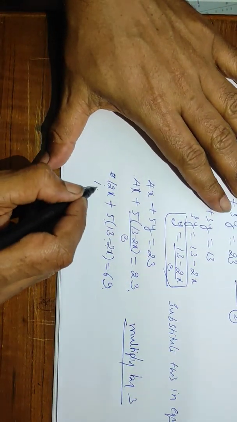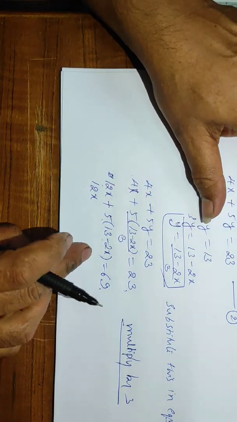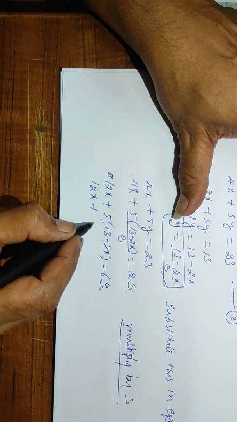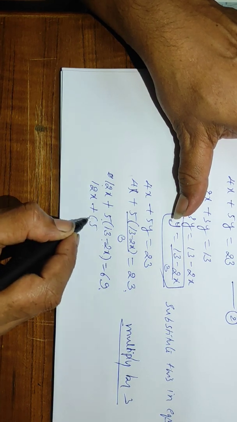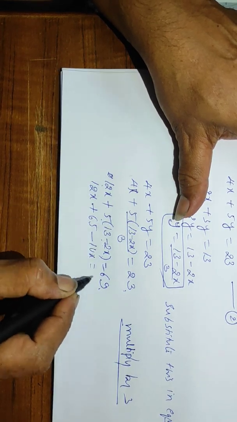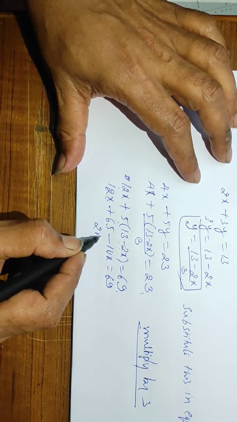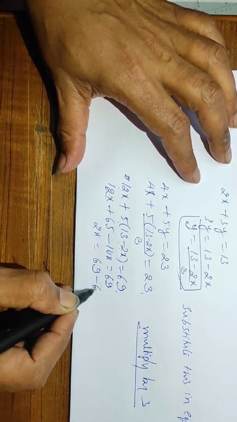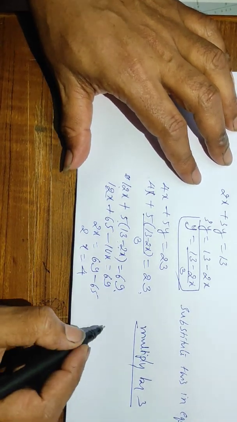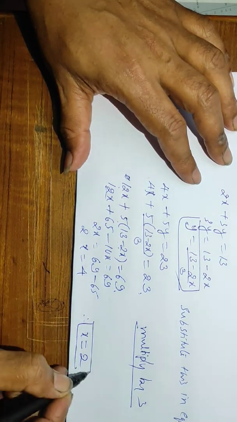Now we have to solve for the equation. Now it has been reduced to an equation in one variable: 12x plus 65 minus 10x equals 69. 12x minus 10x, 2x equals 69 minus 65. 2x equals 4. Therefore, x equals 2.